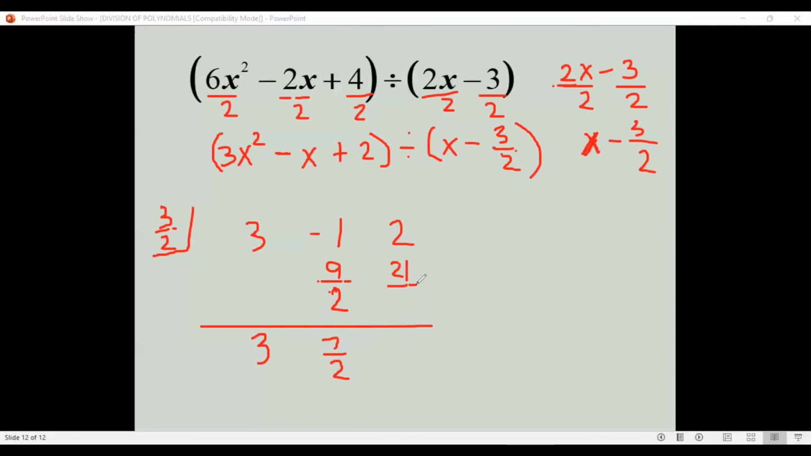Okay, 21 over 4. If you want them to be similar, this 2 now will be renamed as 8 over 4. Okay, so 8 and 21 now becomes 29. So 29 over 4.